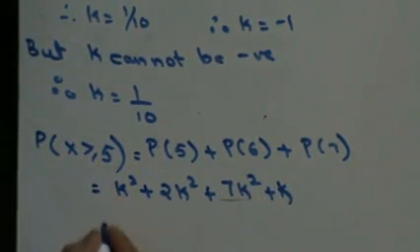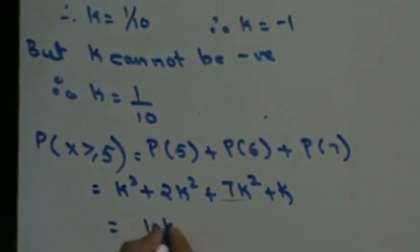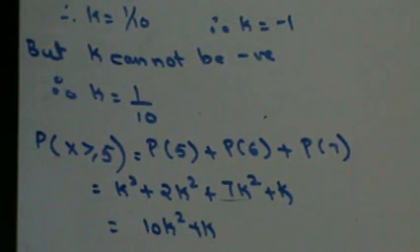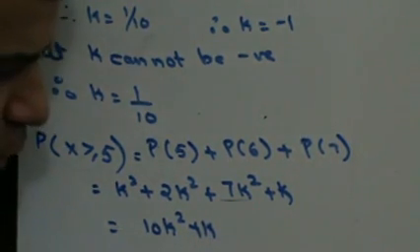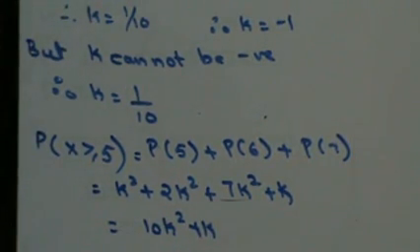So in which case you will get this as 10k square plus k, right? But we know the value of k, 1 upon 10. So 10 into 1 upon 100 plus 1 upon 10. 1 upon 10 plus 1 upon 10 is 2 upon 10, which is nothing but 1 upon 5. So probability of x greater than or equal to 5 will be 1 upon 5.